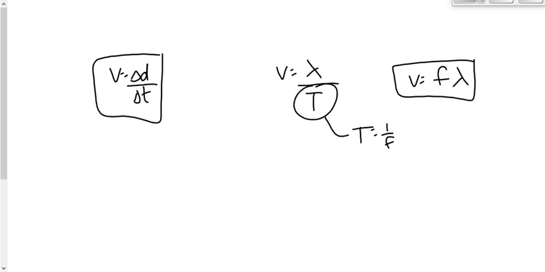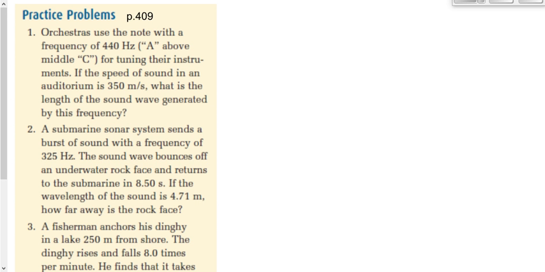We had 3 equations, Bruce, for homework over the last couple nights, page 409, questions 1 to 3. Any issues with any of those 3 questions? 2 and 3 it is. Number 2 says a submarine sonar system sends a burst of sound with a frequency of 325 hertz. The sound wave bounces off an underwater rock face and returns to the submarine in 8.5 seconds. Here's the wavelength. How far away is the rock face?